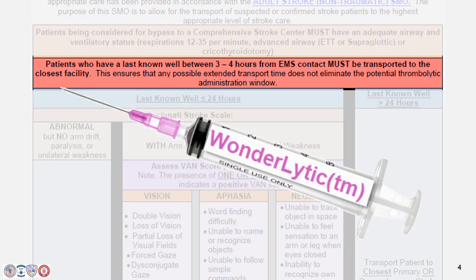In the 3 to 4 hour window, 4 hours is the max at many places where they will give the thrombolytic. So we don't want to drive to a further place and take them out of that window in all places. So that 3 to 4 hour window just ensures that the patients who could get thrombolytics can still get them because we didn't take up time transporting them to a further location that puts them outside that window. So I'll cover that in the scenarios coming up as well.